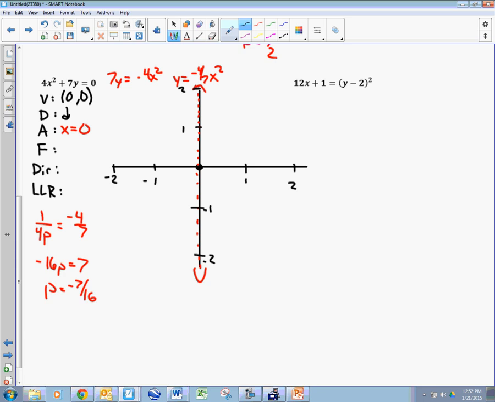So if I plot this focal point, 7/16 is just short of a half, correct? Right about there. What's that coordinate going to be? And the directrix will be 7/16 units on the other side. Is that going to be an x equals or a y equals? Y equals 7/16. It's a horizontal line.